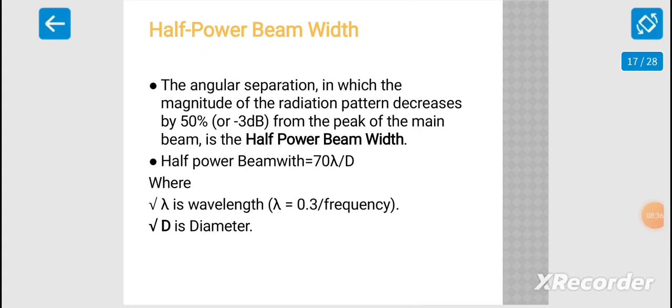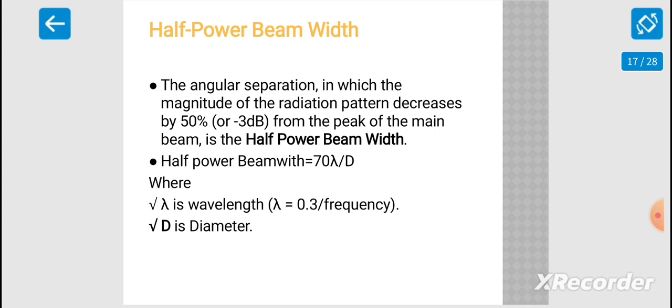Half power beam width is defined, in a plane containing the direction of the maximum of a beam, by the angle between the two directions in which the radiation intensity is 1/2 of the maximum of the beam, that is a half power beam width. Next, first null beam width is the angular separation between the first nulls of the pattern.